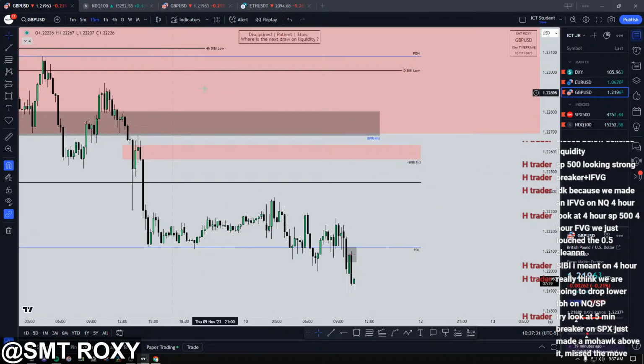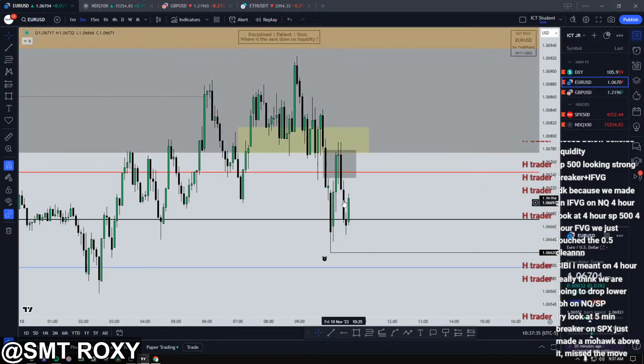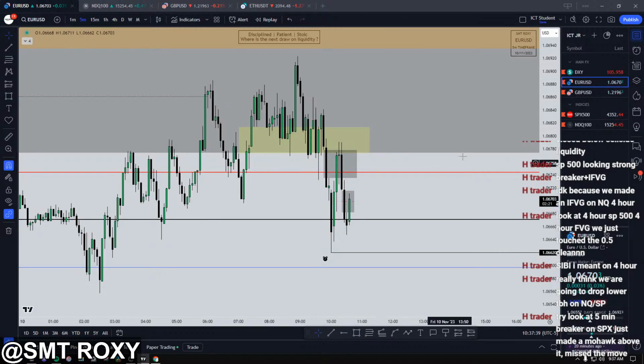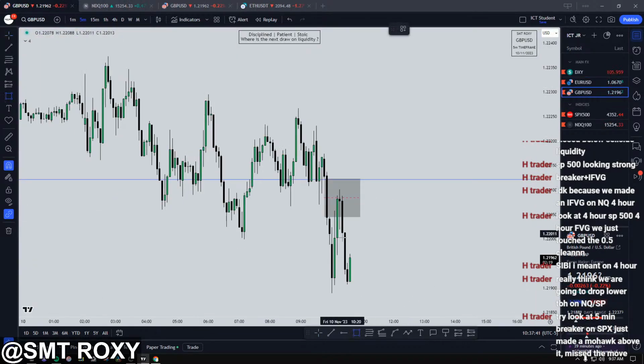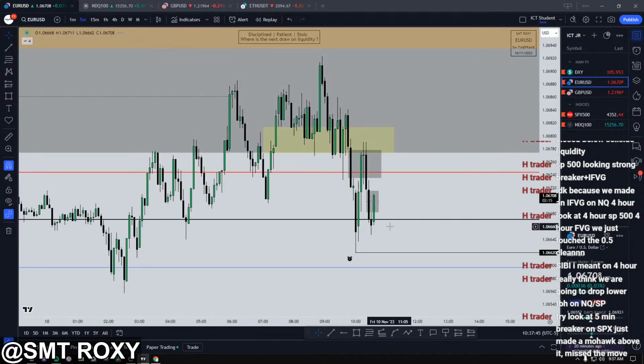GU 15. We created a SIBI here. 15 on this one too. This one created a SIBI right here. It's like another SIBI. This one's not tapping up into it. This one is. I'm just gonna chill and wait.